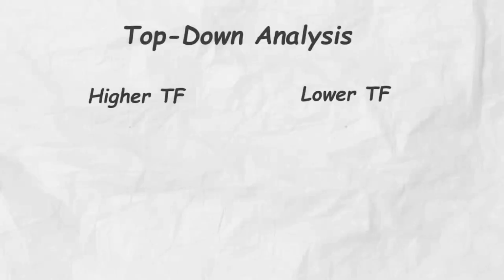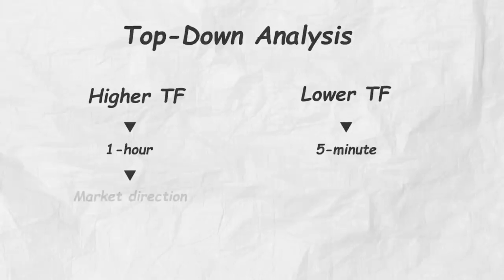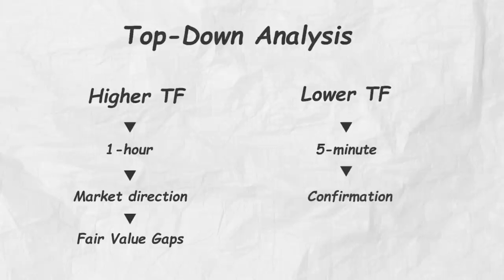In this example, we're going to use the 1-hour chart as our higher time frame and the 5-minute chart for entries. On the 1-hour chart, we'll simply analyze the market direction and identify fair value gaps. Then, we'll zoom into the 5-minute chart to look for confirmation and enter the trade.